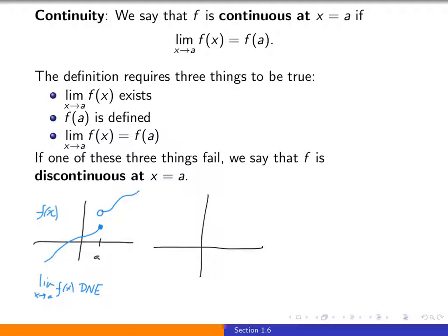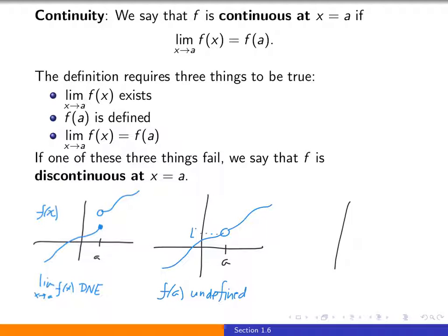Additionally, we could have that the function is undefined, but the limit exists. That is to say, my function might be something that looks like this. So in this case, the limit would exist. It would be whatever would correspond to that number L, but the problem is f of a is undefined.